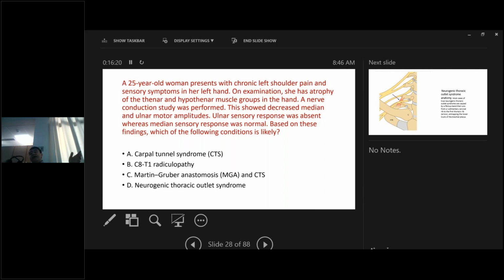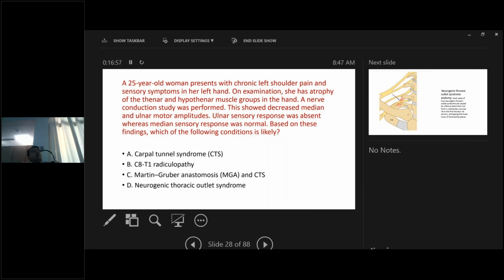Can this be C8 T1 radiculopathy? Usually, if it's radiculopathy, you should not lose the sensory nerve action potential, and you lost it there. Because C8 T1 innervate most of the hand muscles, you can still see the atrophy. So the abnormality in the nerve conduction study is ruling out C8 T1. So you are left with neurogenic or medial cord.